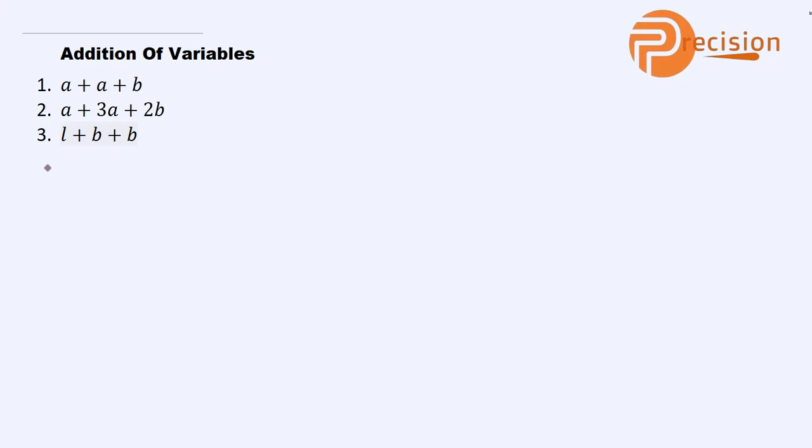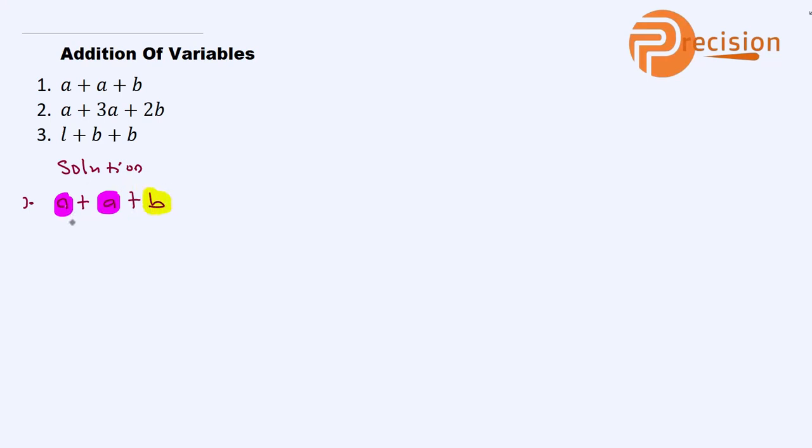Addition of variables. Number 1 says, so let's just start solving. Solution for question number 1, it says a plus a plus b. Before you start solving this question, remember these are all variables. Variables because they are alphabets, they are not numbers. Because they are variables, we can simply look out for the class of the variables. Here we have a and here we have a, which means they are variables of same class, while right here we have b, different class.